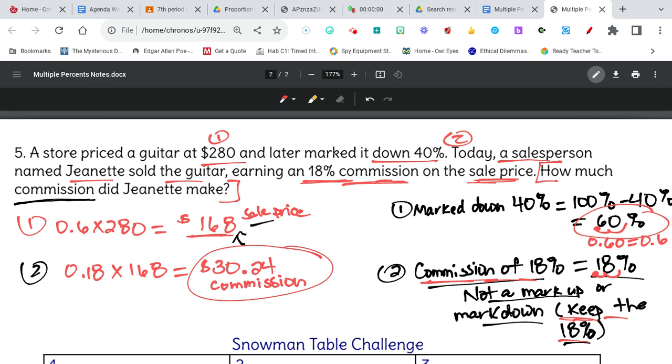I think in those cards, I probably had it. I may have had it in the card where it was on the wrong one. I have to go back and look. But I'm just telling you, for test and review purposes, if you're dealing with commission, keep your percent.